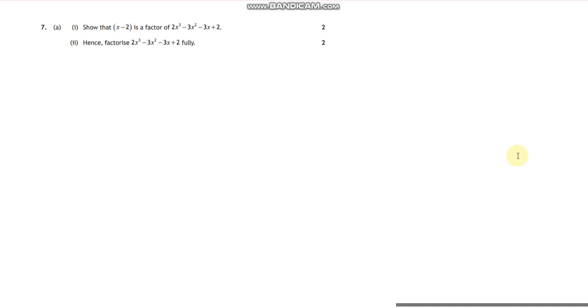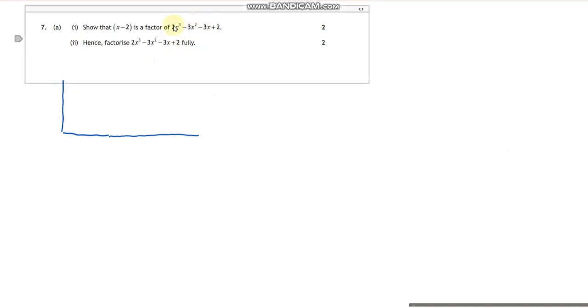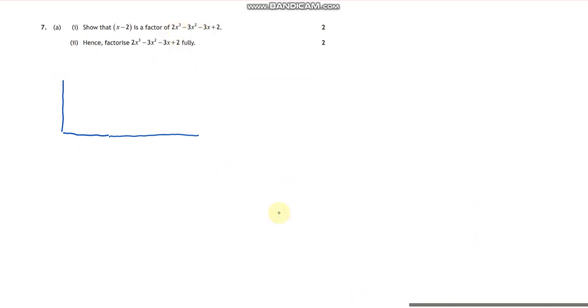Okay, question 7. This is a banker. Make sure you can do this. It comes up a lot and it's not too tricky. So show that it's a factor. It means we're going to have to write out our synthetic division table and we put the coefficients of our function along the top.